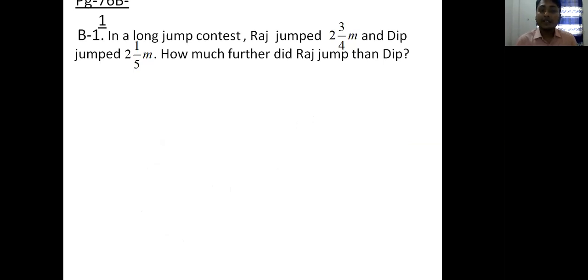In the long jump contest, Raj jumped 2 whole 3 by 4 meter and Deep jumped 2 whole 1 by 5 meter. How much further did Raj jump than Deep? Here we have to find out how much further Raj jumped than Deep. That is comparing. We know the keywords comparing, difference, how much more, like that. The other thing is left; all of these go for the subtraction.